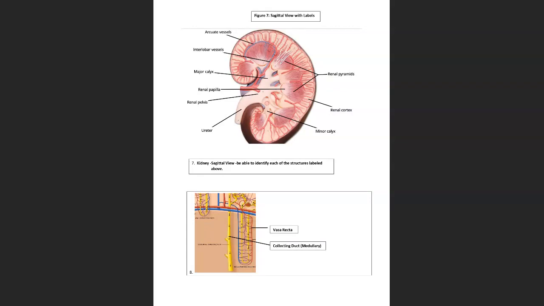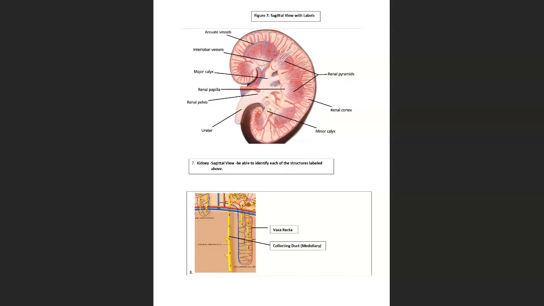Arcuate vessels, which are the artery and the vein, and interlobar vessels, which are the interlobar artery and vein. These little red vessels out here would be the interlobular artery, or arcuate, or the interlobular artery is also called the cortical radiate artery. And this is how the afferent arteriole comes on.